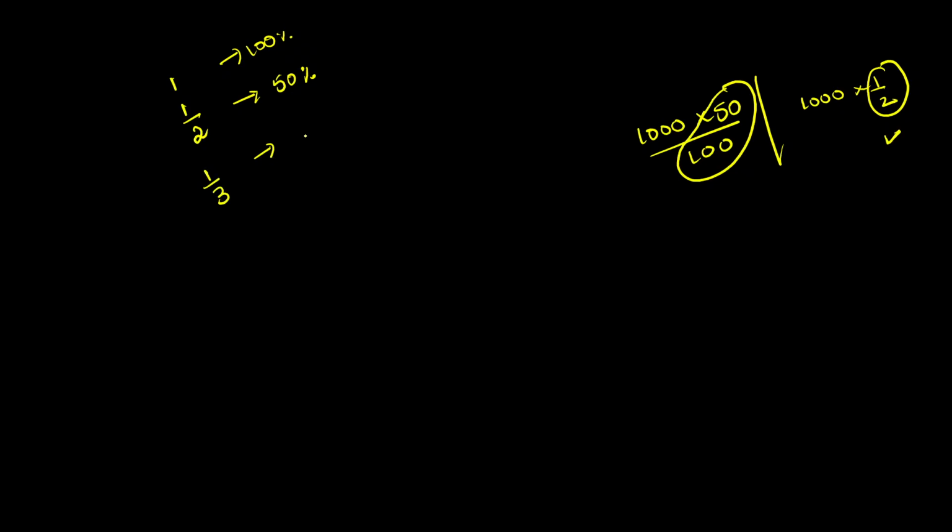1 by 3 is what percentage value? That's 1 by 3 multiplied by 100. This is how we calculate this. 1 by 3 is 33 1 by 3 percentage. 1 by 4 is 25 percentage. 1 by 5, that's 20 percentage.